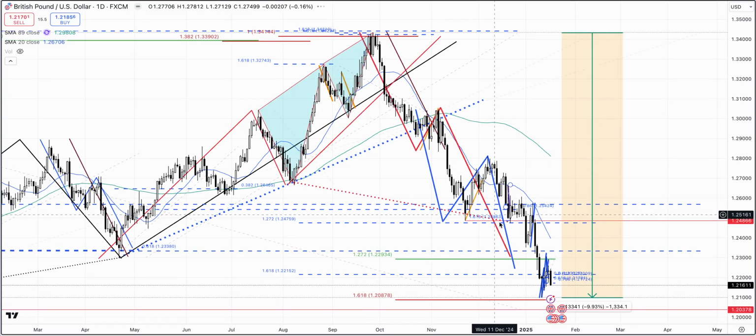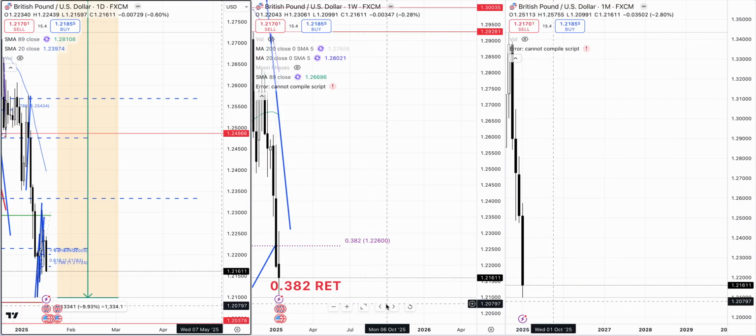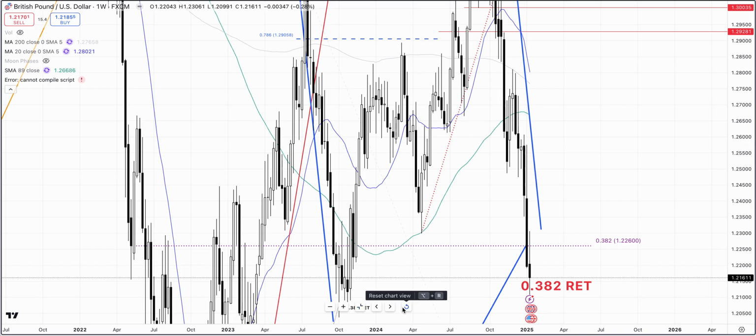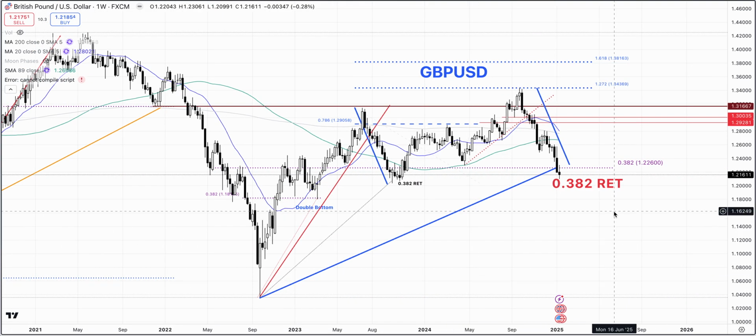So British pound versus the US dollar, it remains so weak, very weak. Let's go and take a look at this on the weekly chart. So this was our big number that we were watching, 38.2% retracement at 1.2260. We saw some bounces on the daily chart right here, but actually it has been lower. So we'll just keep on watching this. Maybe it wants to tag these lows right here.